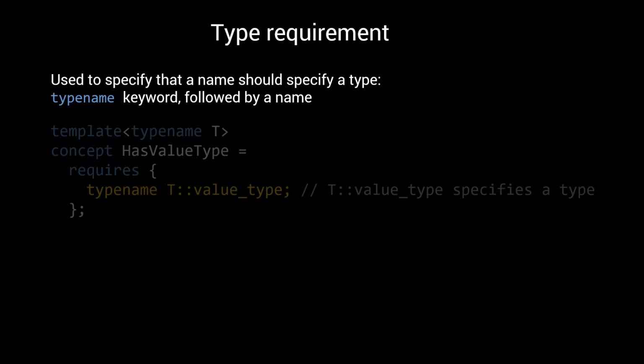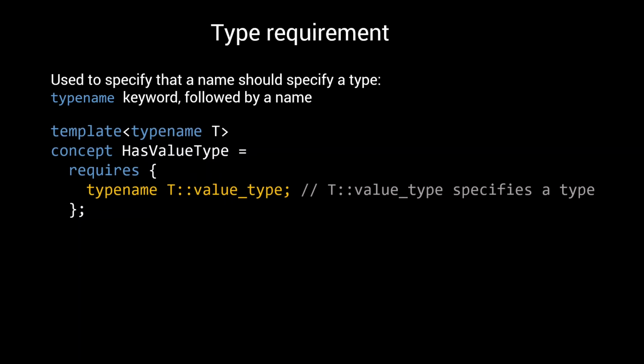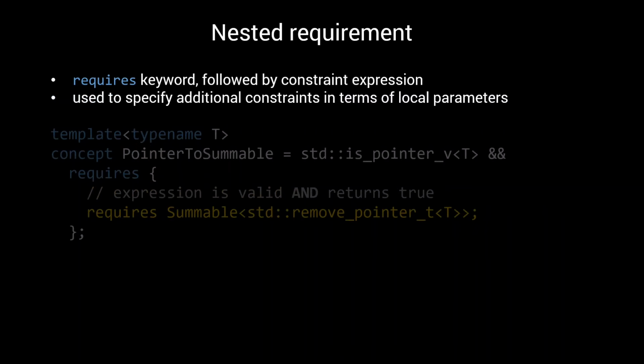The type requirement is used to specify that a name should be a type. We can use it to, for example, create a hasValueType concept, which constrains the template arguments to those that specify a value type member indicating a type. Note that we left out the optional parameter list in the requires expression, as we do not need any parameters to express our requirement. The last and perhaps most complex type of requirement is the nested requirement.